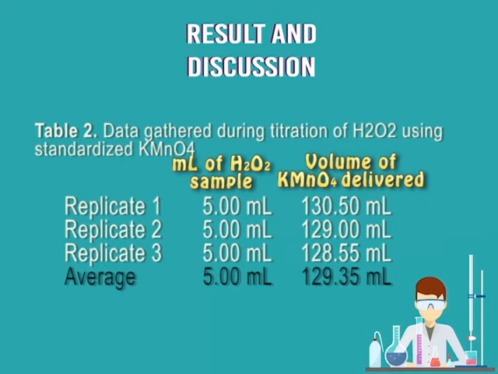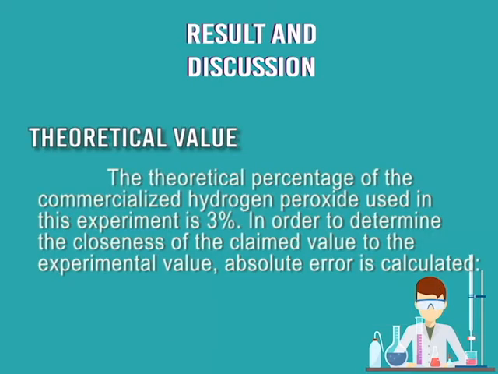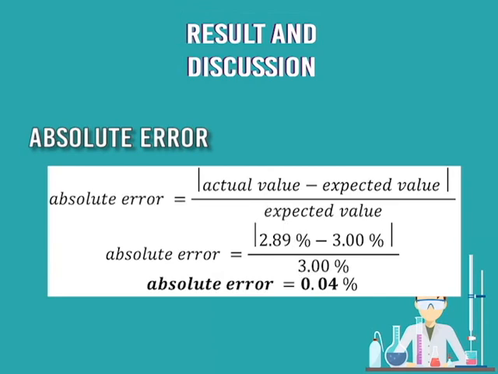The average volume of the sample and the potassium permanganate delivered was then calculated, and with this, the percent H2O2 was calculated. Using the gathered data, the percent H2O2 was calculated, resulting in 2.89%. The theoretical percentage of the commercialized hydrogen peroxide used in the experiment is 3%. In order to determine the closeness of the claimed value to the experimental value, absolute error was calculated. The calculated absolute error in this experiment is 0.04%.